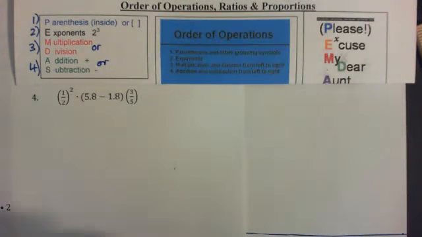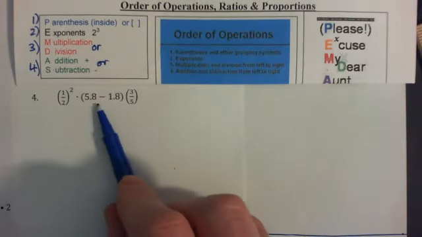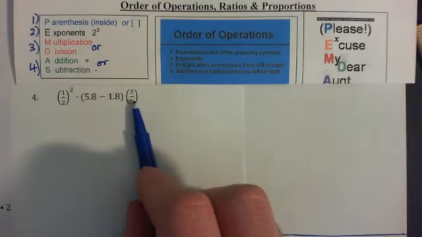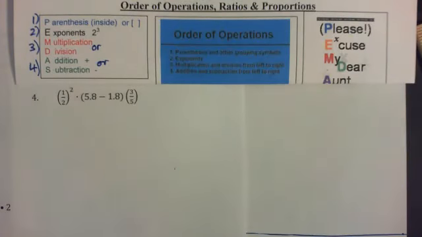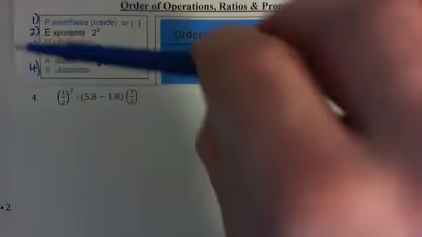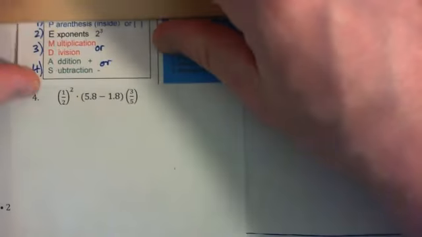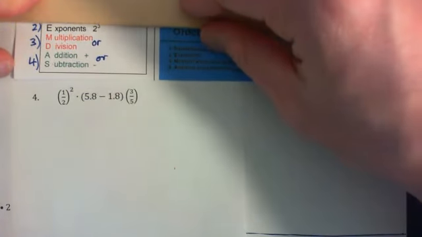On to question 4 now. We have (1/2)² × 5/8 − (5.8 − 1.8) × 3/5. So again, the best way to do this is look at your order of operations: do all the parentheses first, then do all the exponents, then multiply or divide from left to right, and then do all the additions or subtractions from left to right.